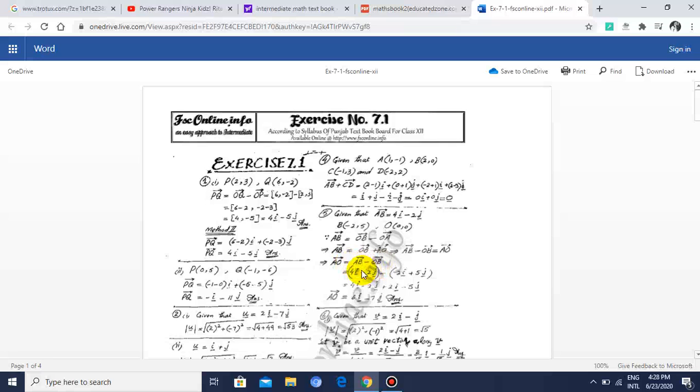We put the vector here, AB vector which is given and OB vector. Point B is given, so OB vector is minus 2i plus 5j. Subtracting both vectors we get 6i minus 7j, which is the required vector AO.